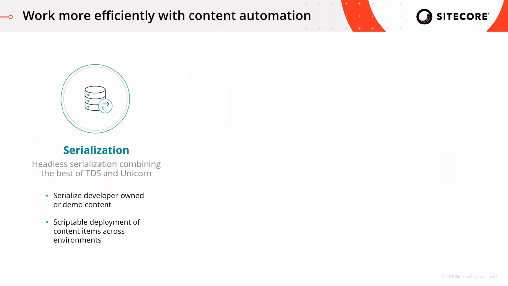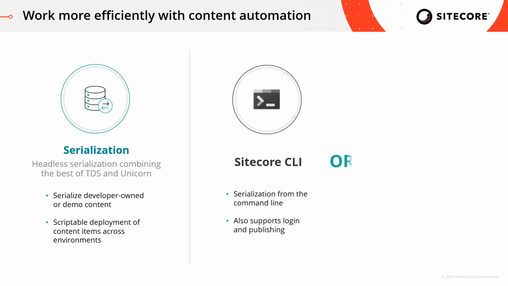Now, if we move along to the other developer pillar I talked about, that was content serialization. And we were trying to figure out how do we get the best of TDS and Unicorn together? How do we make it easier to script content and move it between environments? So the new serialization that we introduced in 10.0 has a couple ways of doing this. You've got the CLI, a command line interface.